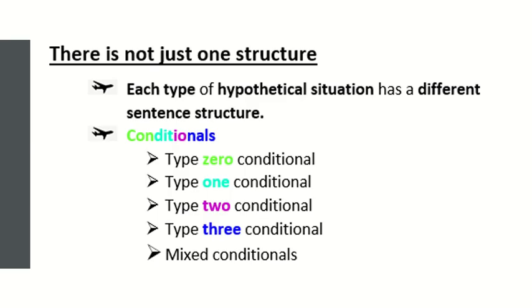There is not just one structure for conditional sentences. Each type of hypothetical situation has a different sentence structure. There are 5 different types of conditional sentences. We have done the type 0 and type 1 conditional. Today we will look at the type 2 conditional.